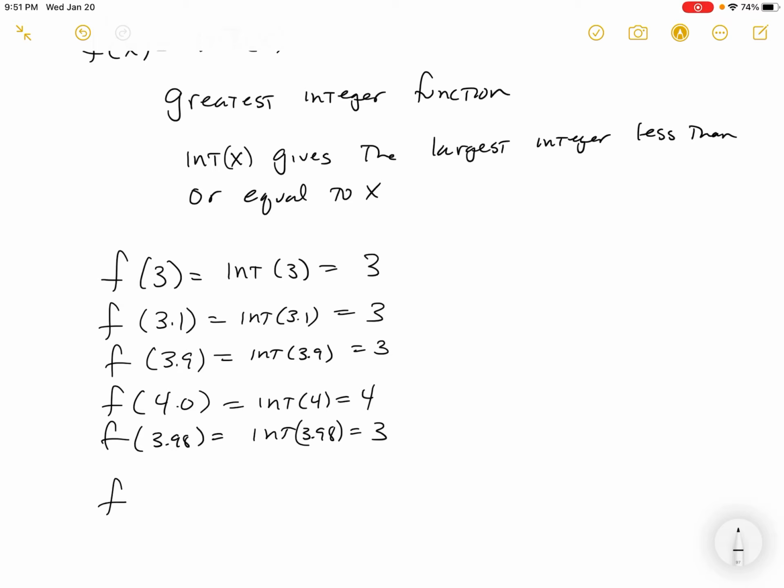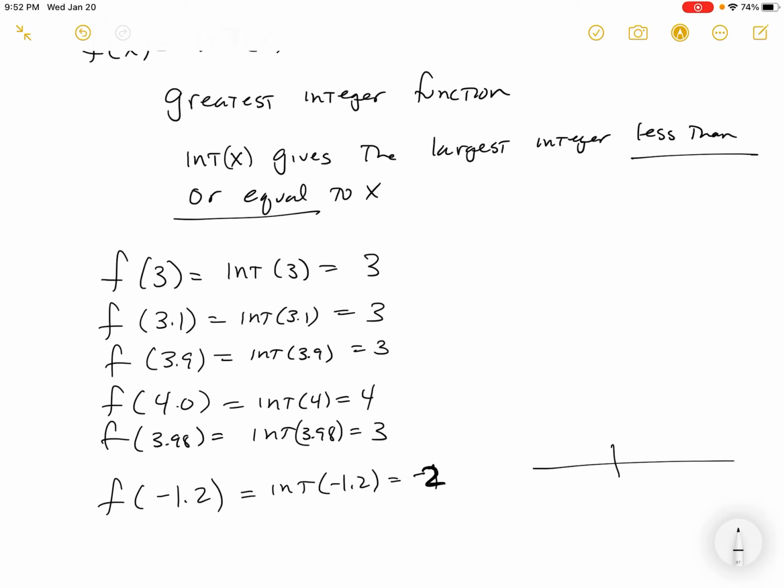Where some people get messed up is f of negative 1.2. What's the greatest integer less than or equal to negative 1.2? Int of negative 1.2? Hopefully you realize that's negative 2. Apologize, it's negative 2. It's not negative 1. Negative 1's bigger than negative 1.2. It's got to be less than or equal to. If you look at a number line, here's negative 1, here's negative 2, here's negative 1.2, you need the greatest integer less than or equal to it, and it's negative 2. So on the negative side, it kind of changes its position. Not really, not if you're thinking about it in its true definition. But keep that in the back of your mind.